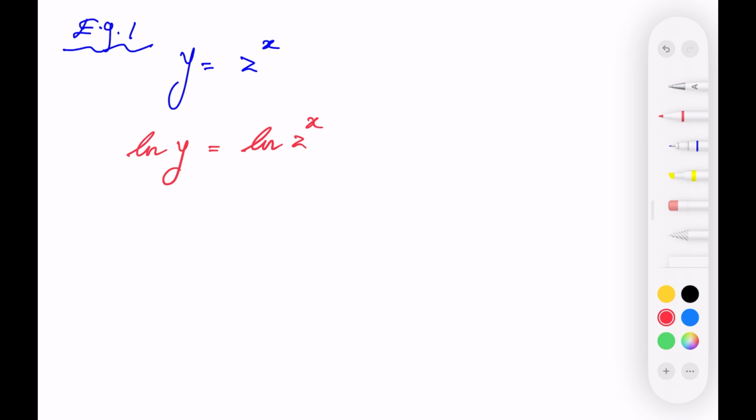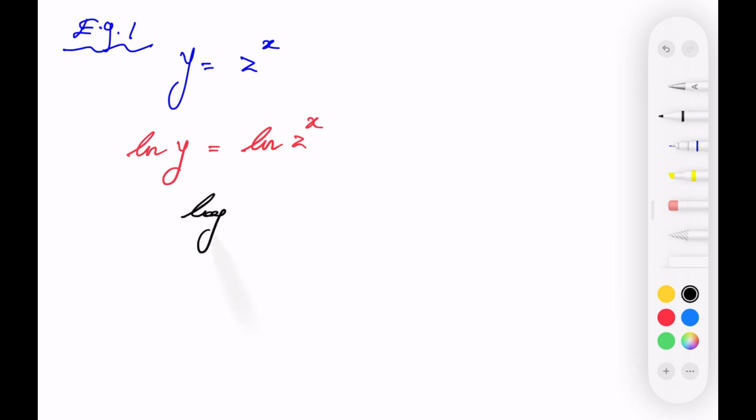The second step is to simplify, of course, the right hand side using the properties of logarithm. So which property is applicable to simplify this right hand side, natural logarithm 2 raised to the x? I can use the third property. What was the third property again?